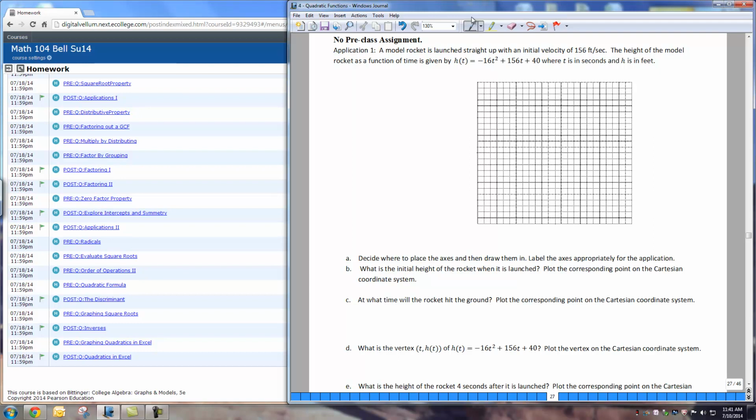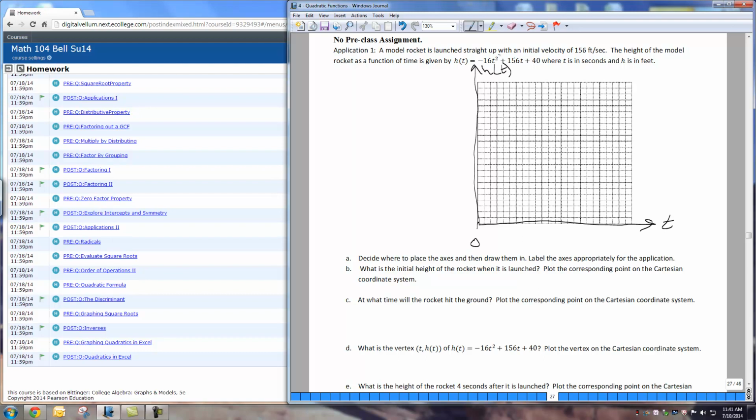So here's the function. Now A says decide where to place the axes and then draw them. So t is a function of time. We don't care about negative time. The smallest value for time we care about is 0. So I'm really just going to graph this in the first quadrant. So this is t, and this axis is h of t.